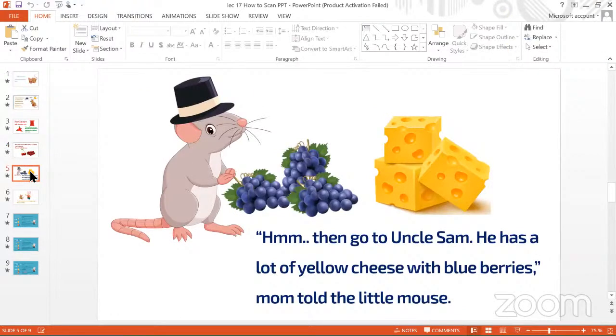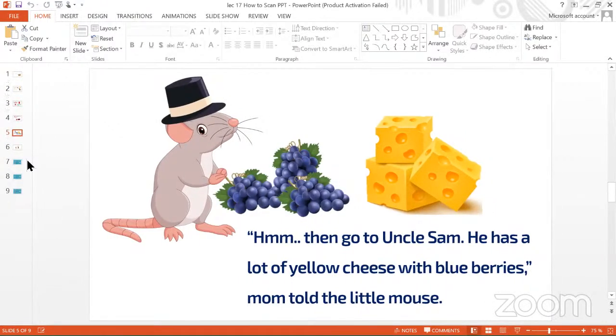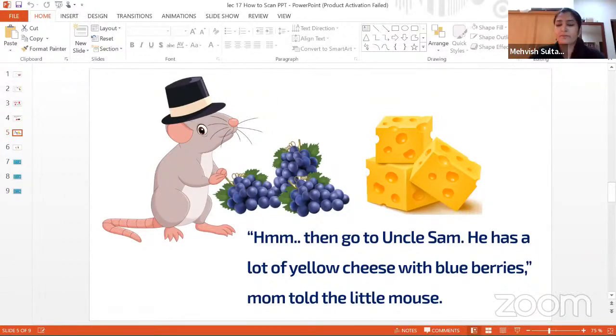Archana, can you please read this slide? Then go to Uncle Sam. He has a lot of yellow cheese with blueberries, Mom told the little mouse. Wonderful. Then go to Uncle Sam. He has a lot of yellow cheese with blueberries, Mom told the little mouse.